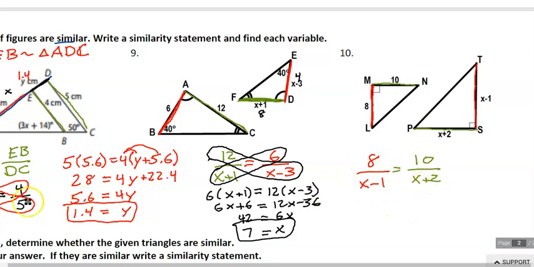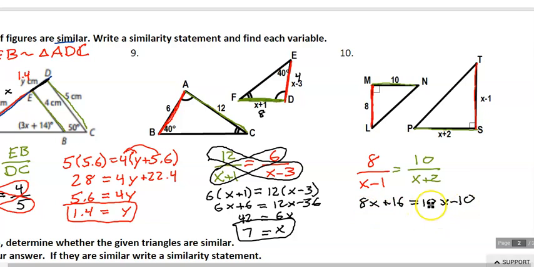and cross multiply and solve like we did on the last one. So we'll have, it's going to distribute from here, 8x plus 16, 10 times x, 10x. 10 times -1 is -10. Go ahead and solve this.